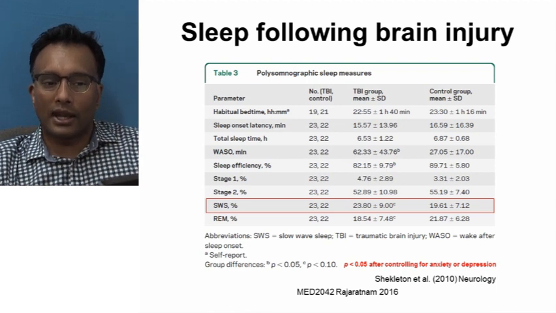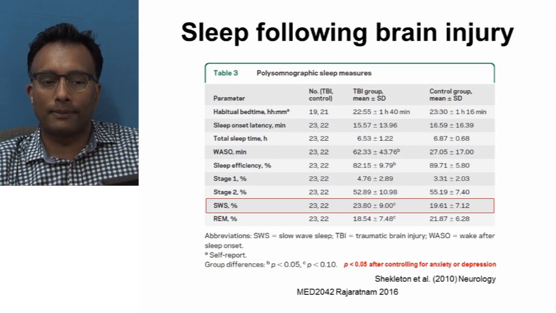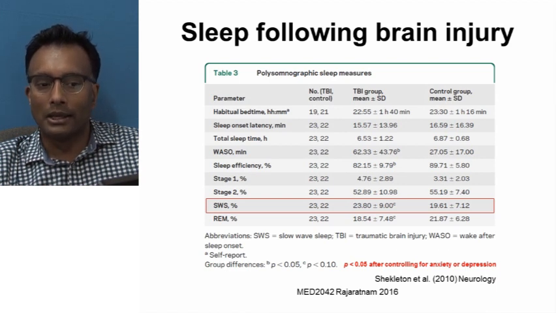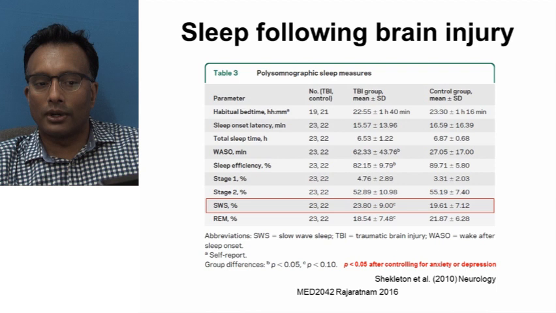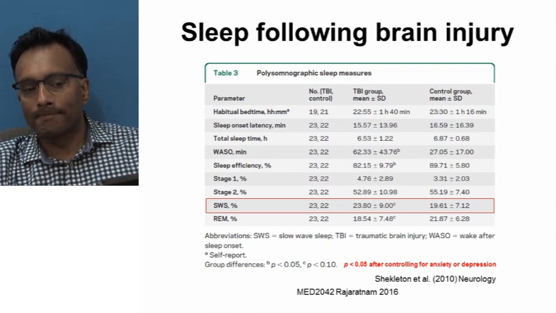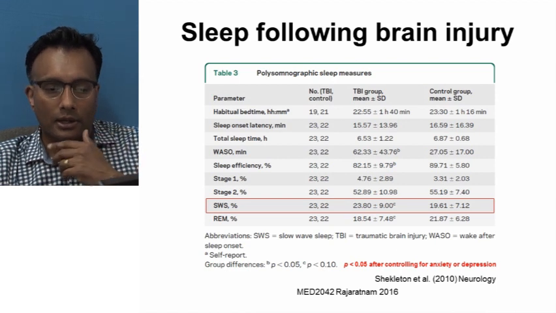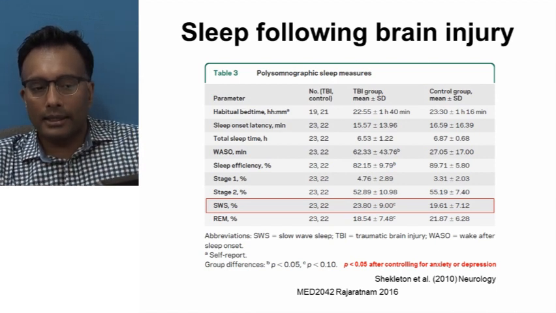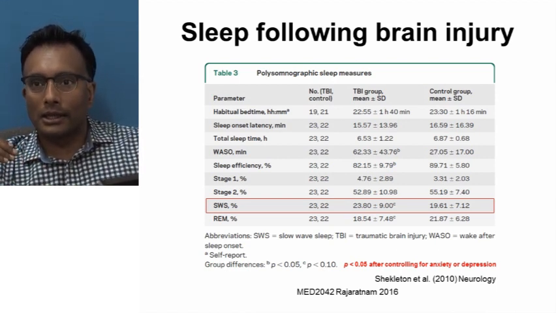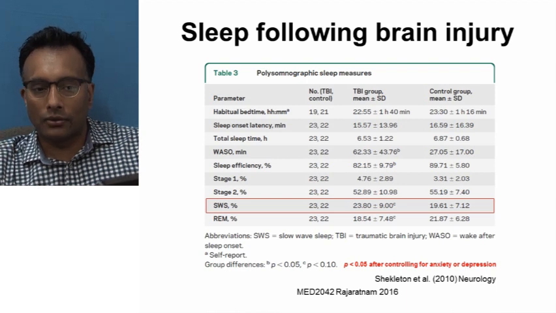You can see that on average there's nearly 24% of their sleep comprises slow wave sleep compared to the controls where it's about 19.5%. And that's a significant difference, an increased amount of slow wave sleep. And we think that this is evidence that slow wave sleep plays an important part in neural recovery.